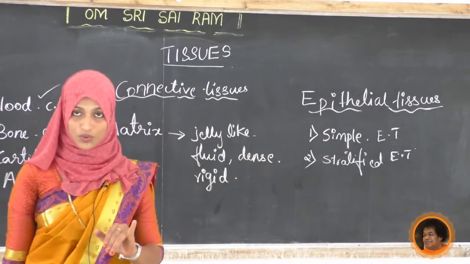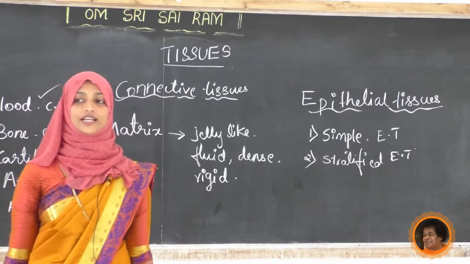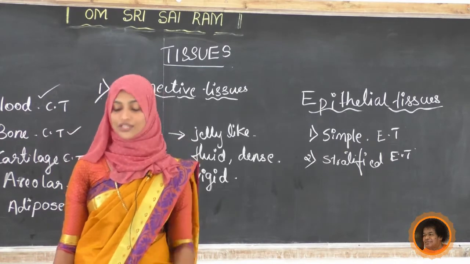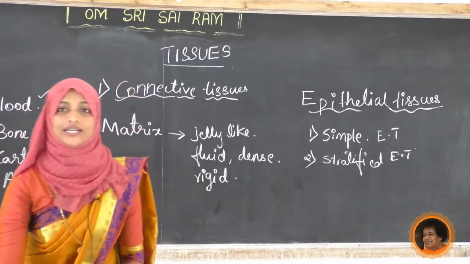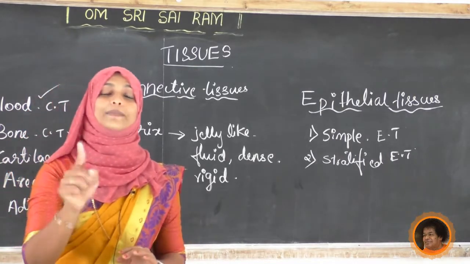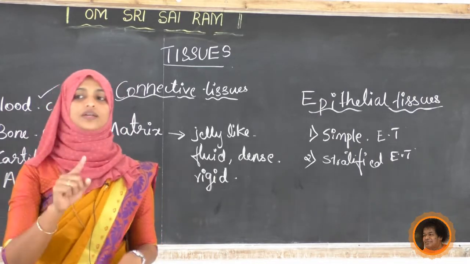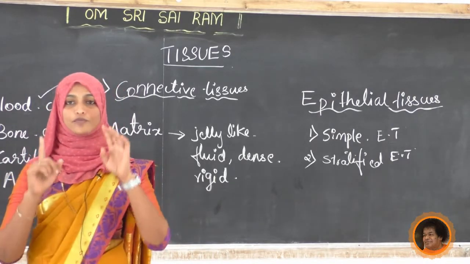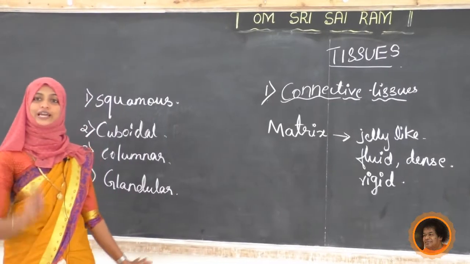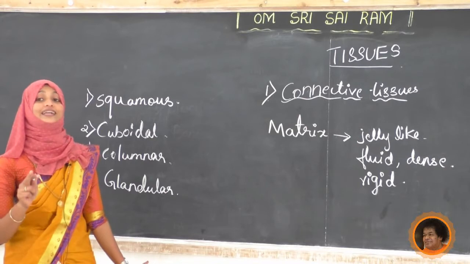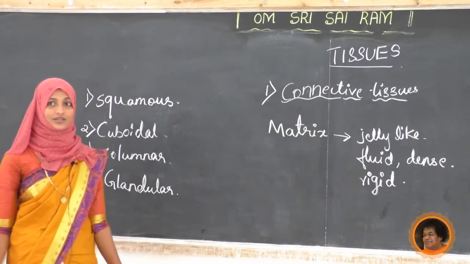First one, squamous epithelial tissue, cuboidal epithelial tissue, columnar epithelial tissue and glandular epithelial tissue. Okay, write down, students. First one, squamous epithelial tissue, second one cuboidal epithelial, third one columnar epithelial, fourth one glandular epithelial. Depending on shape and function, the epithelial tissues are classified into how many types? 4 types. What are those?